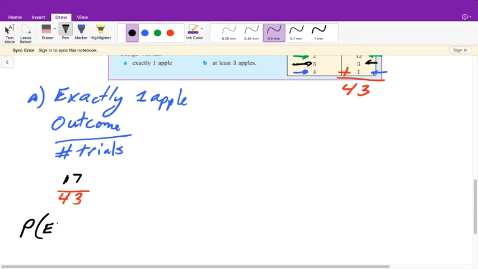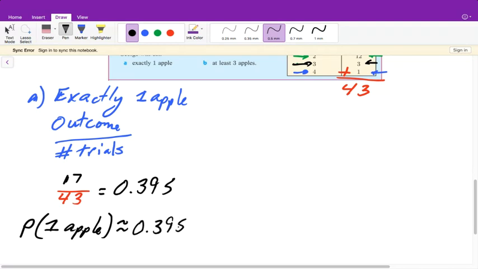We say what event we're talking about. So we can say 1 apple. And then we write it as a decimal. So 17 divided by 43 is 0.395. So we can then say it is approximately 0.395. Or if you wanted to write it as a percentage, you can say 39.5%. If I ask you to round to the 100th, then you have to know how to round to the 100th.